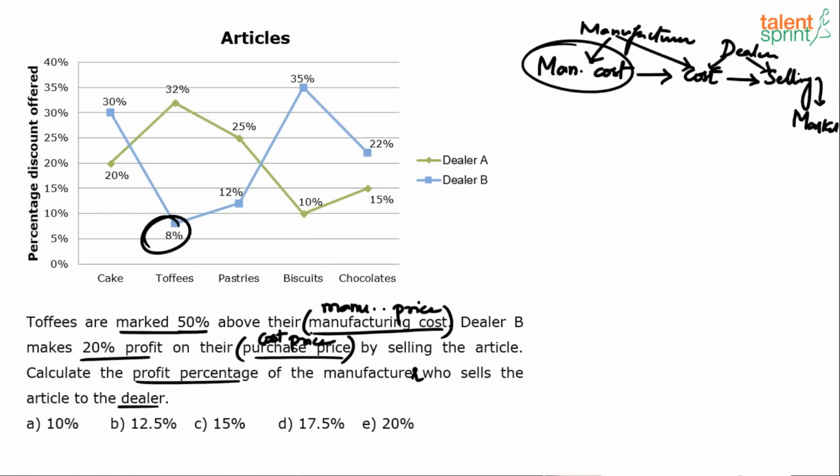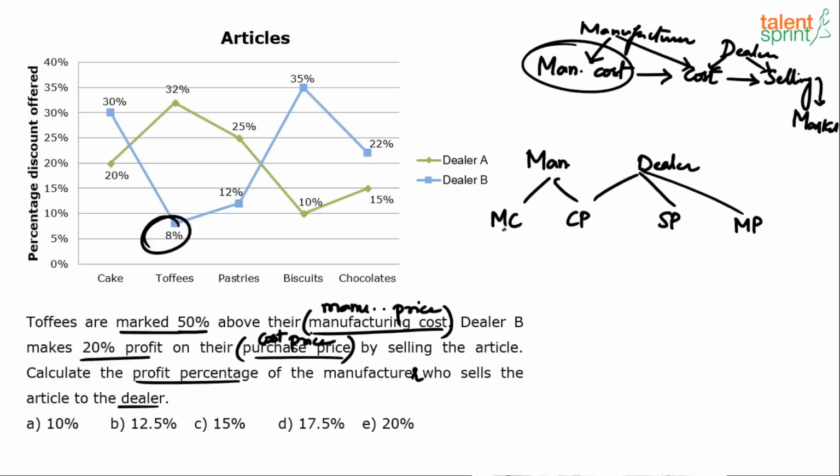Okay. So understand. Let's assume the manufacturing cost is 100. So there is a manufacturer and there is a dealer. Manufacturing cost and there is a cost price. And there is a selling price. I'm just doing this drama so that all of you can follow it easily, right? And then there is a marked price. Manufacturing cost, cost price, selling price, marked price. Between selling price and marked price, there is a discount. Between cost price and selling price there is a profit, right?